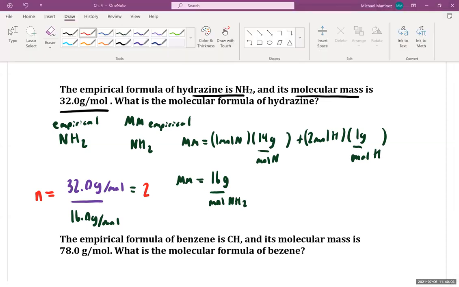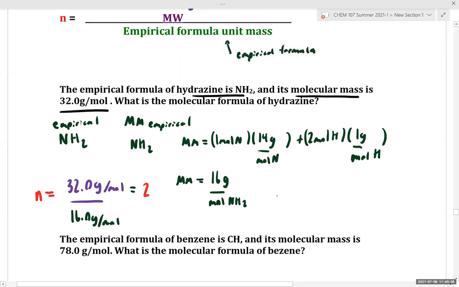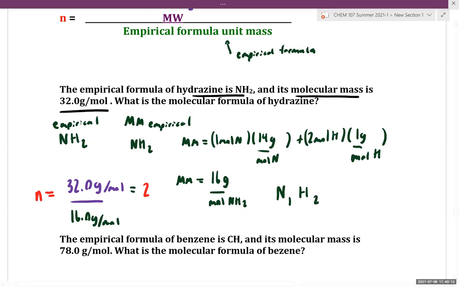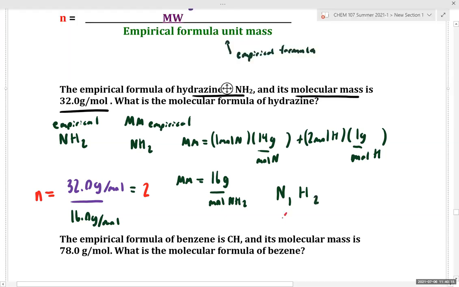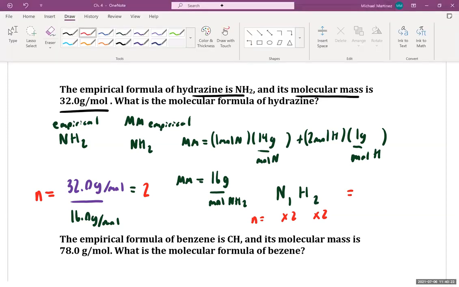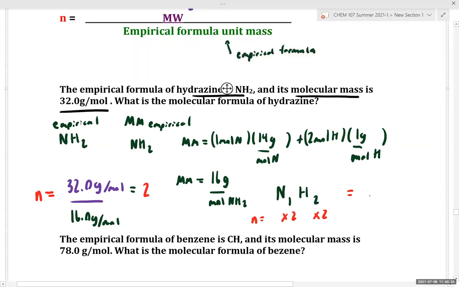So to calculate our molecular formula, we write out our subscripts for our empirical formula, and we multiply each of our subscripts by n. That in turn gives us a molecular formula of N2H4.